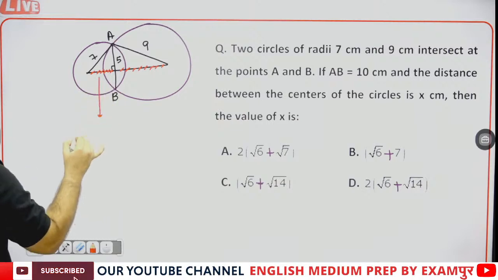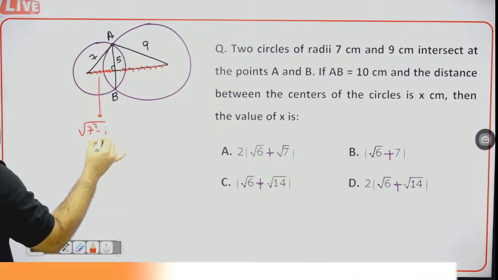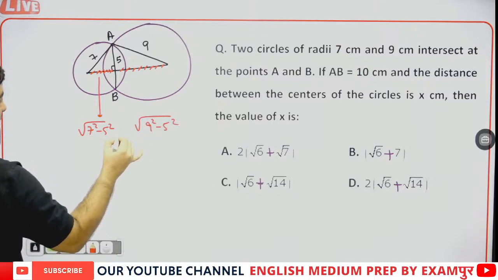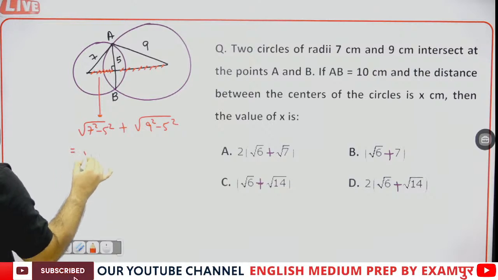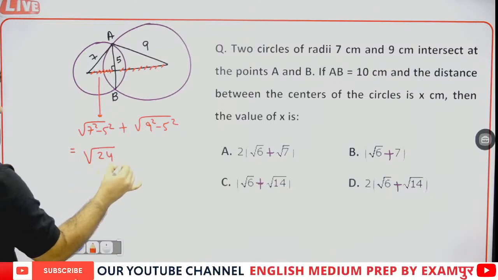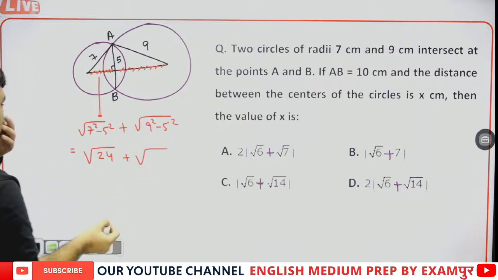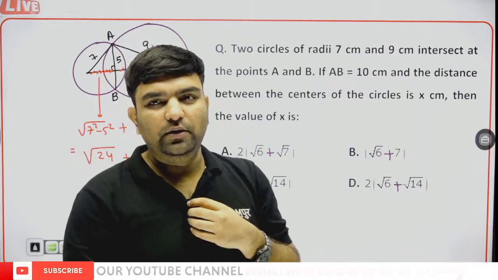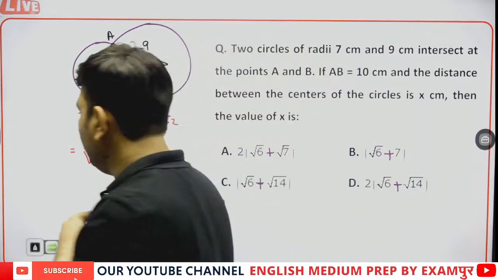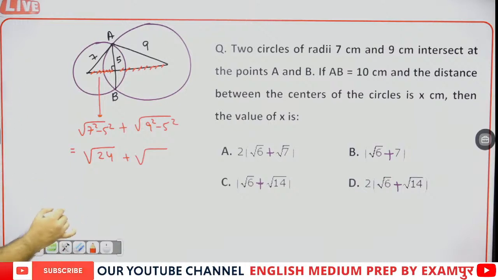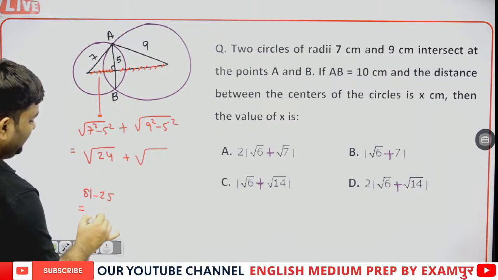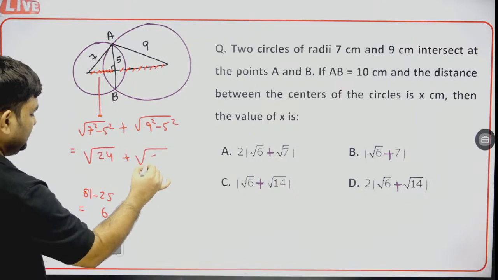First portion is under root of 7 square minus 5 square, and second portion is under root of 9 square minus 5 square. So it is 49 minus 25, 24. And this is 81 minus 25, which is 56.